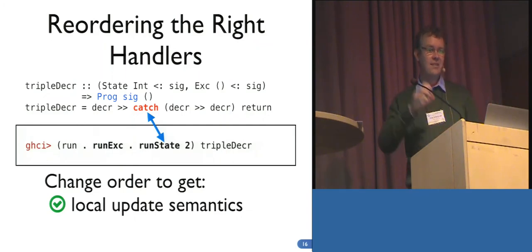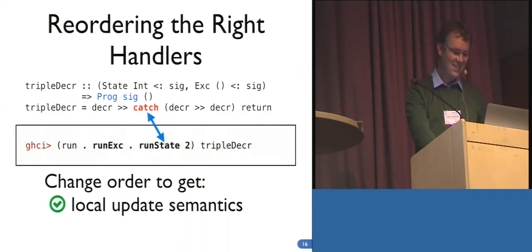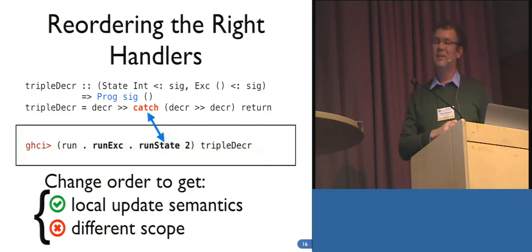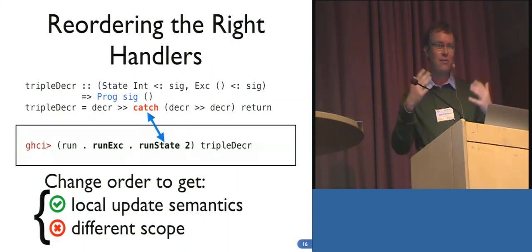All right, so let's do that. Let's take the catch and put it after the run state, and then we will get indeed the local update semantics. So wonderful, problem solved, except there's a little catch, I should say. If we move the catch from its position up there and put it after run state, then we at the same time modify the scope that the catch sets up. Now the scope is no longer over this small subprogram, it's going to scope over the whole program. And of course, that's also going to affect the behavior of our program, so we don't want that.